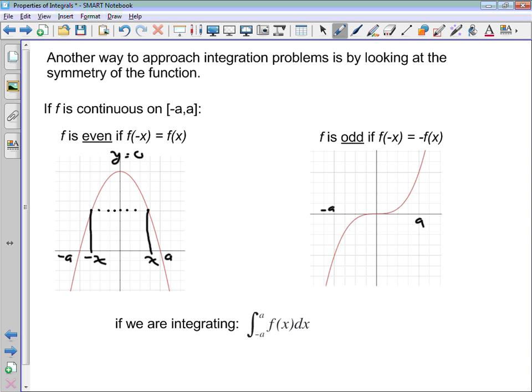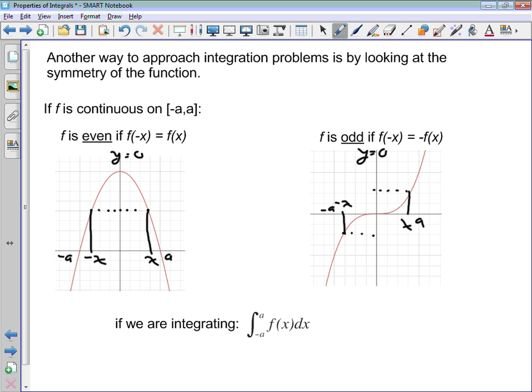The function is odd if we pick these points. Let's say we pick x here and negative x right here. We notice that the value of the function is going to have the same magnitude but the opposite sign. So f at negative x equals negative f at x. So this is an odd function. It's what we call anti-symmetric around the x-axis, the y-axis, or the line y equals 0.